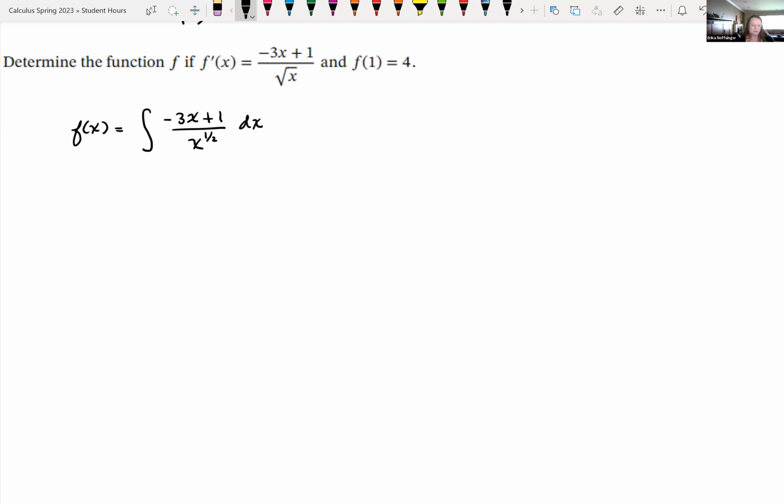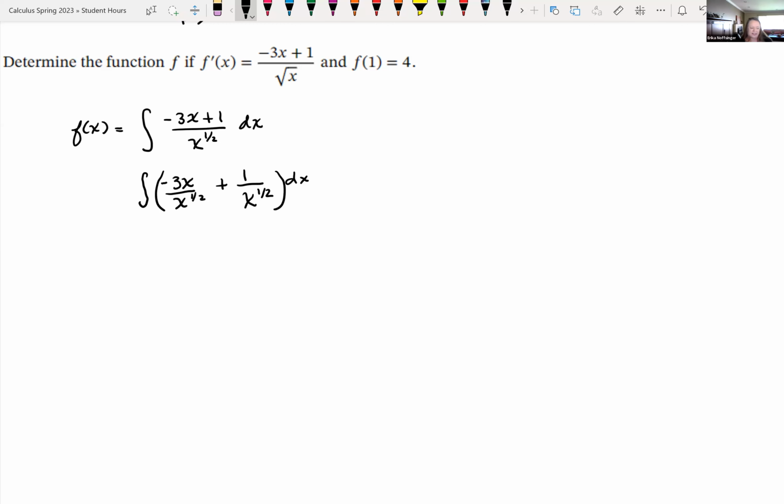This is not in the form that I know how to take the antiderivative of, but because I only have one term in that denominator, I can split up my fraction as multiple fractions. So this is the same thing as taking my first term in my numerator, -3x, divided by x to the 1/2 power, plus the second term in my numerator, 1, all over my denominator, x to the 1/2, dx.